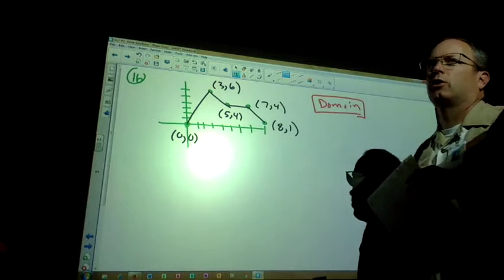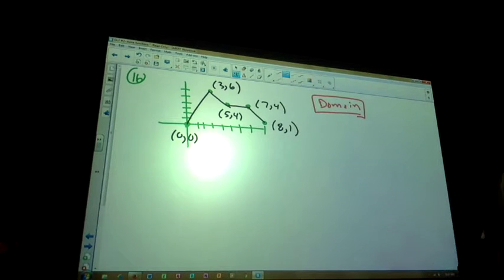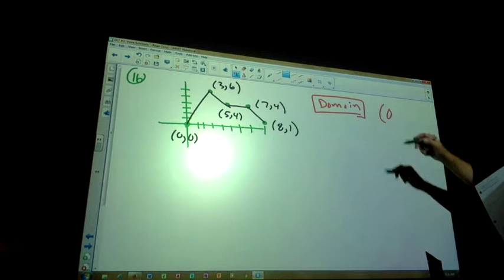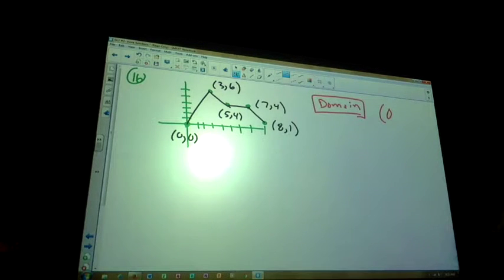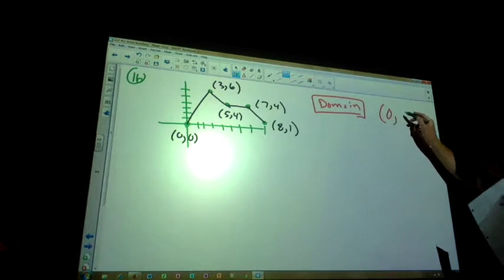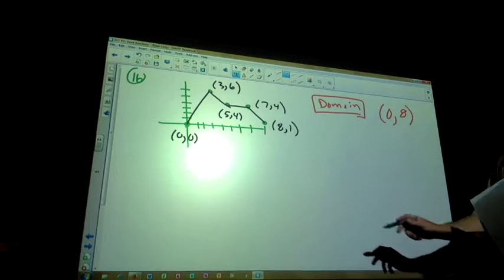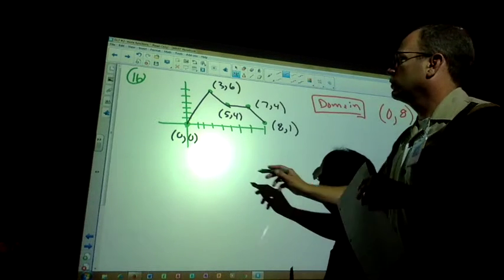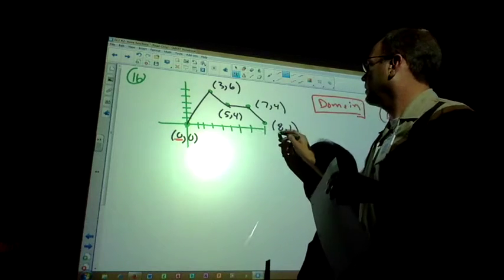Where does it appear this graph is starting in the x direction? 0. And it's going to where in the x direction? To 8. Why is it not infinity? Well, the graph doesn't continue. It's stopped. Okay? So, start, stop.